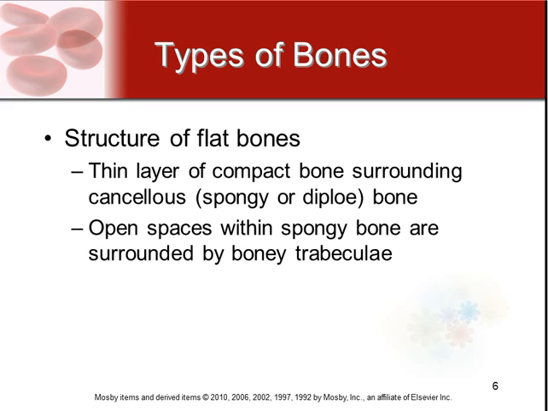So a flat bone. Flat bone structure is a little bit different. It's a very thin layer of compact bone. Compact bone isn't as spongy. It's much more dense, surrounding spongy bone on the inside. And there are all these open spaces in your spongy bone that are surrounded by bony trabecula.